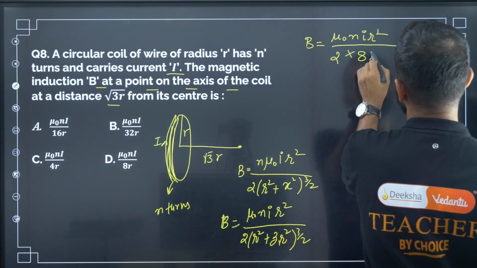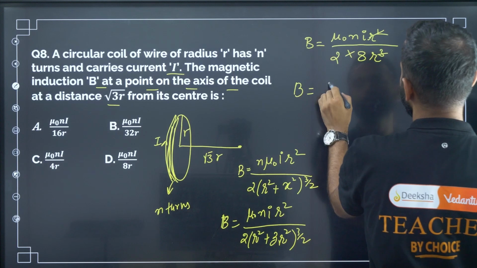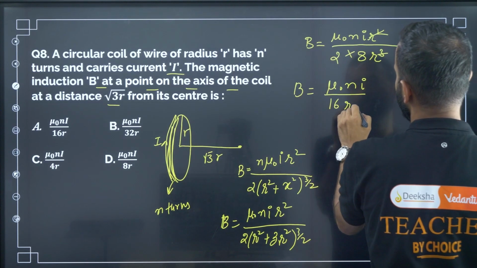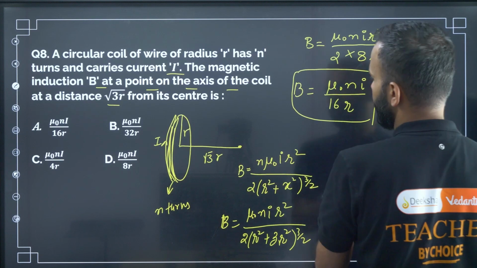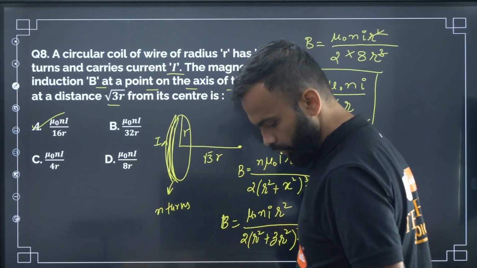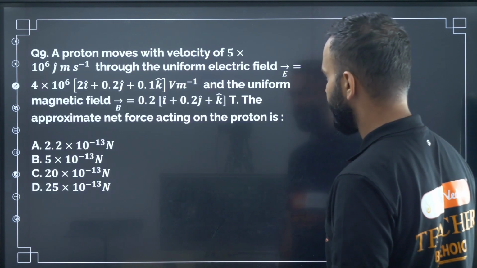Into 8r cube. Here r square will get cancelled. B equal to mu naught Ni divided by 16r. So the correct option is A. Okay, mu naught Ni divided by 16r. Next question. Question number 9.